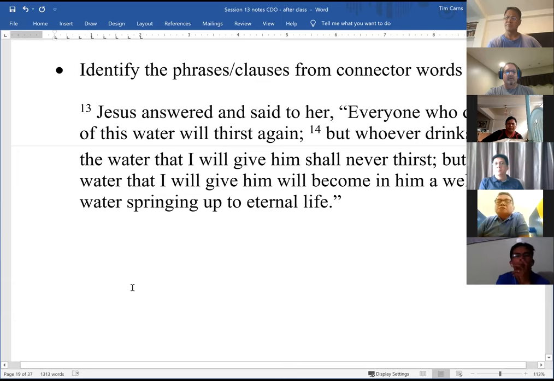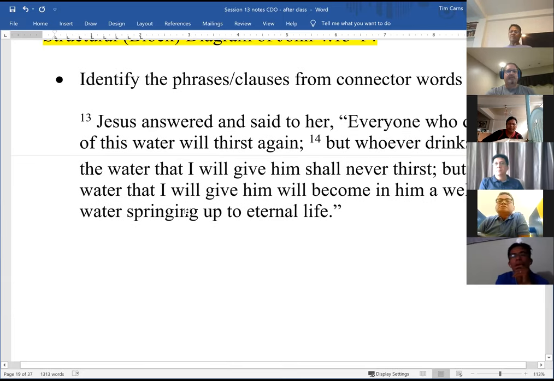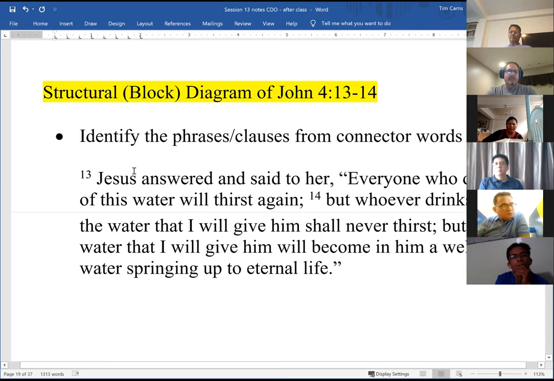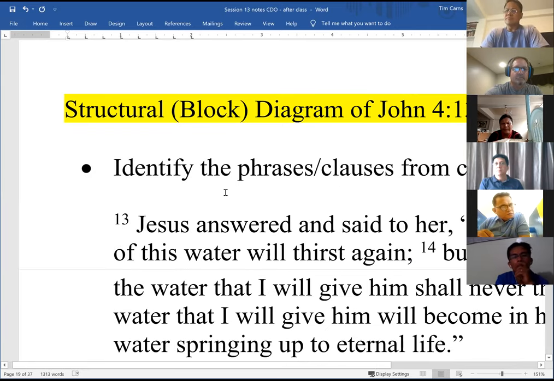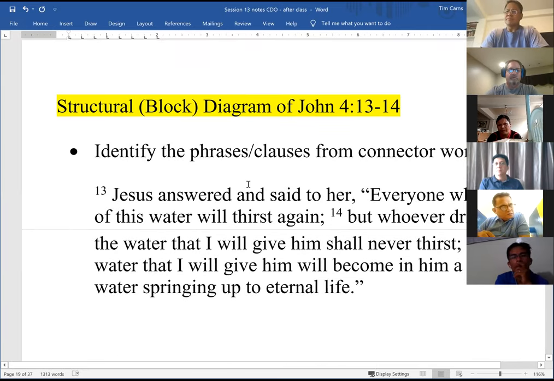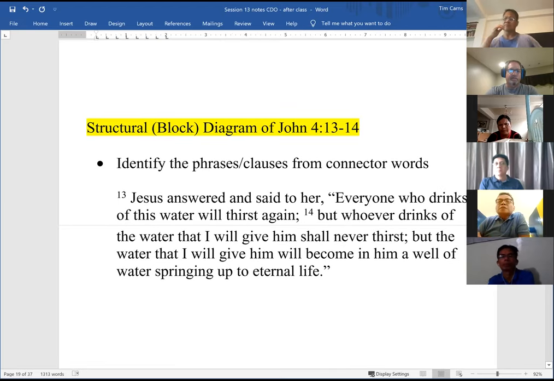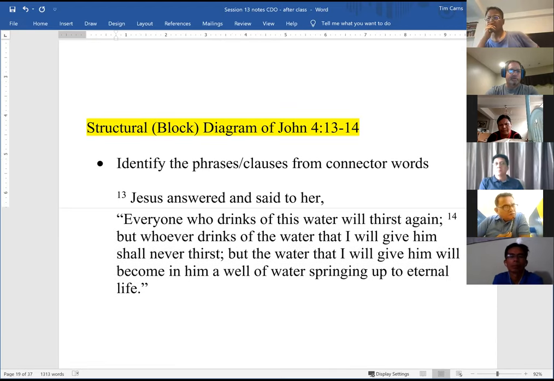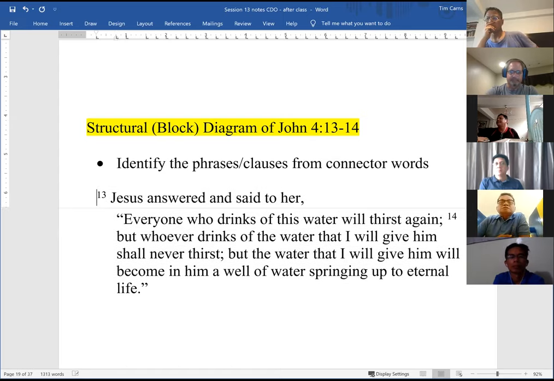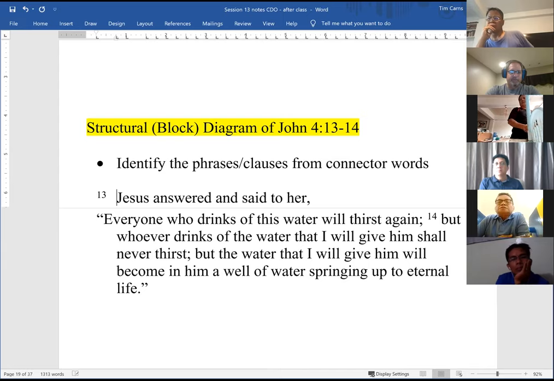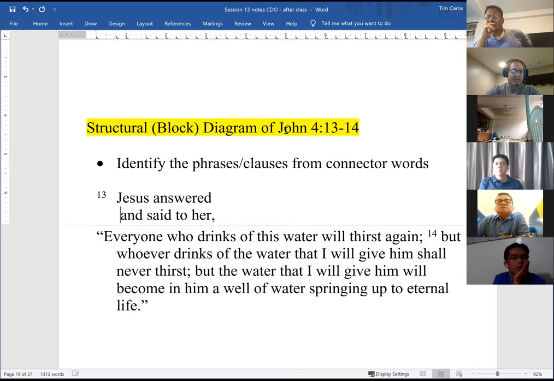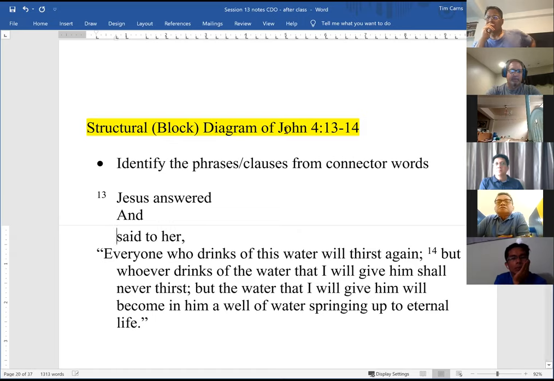Now what I'm going to do is I need to first identify the phrases and clauses. I'm going to separate out the quotation, so I'm not going to diagram the first part here. Oh, nuts. Okay. All right. Jesus answered, I'll just do this, and said. Okay. But what we're interested in is what he said.